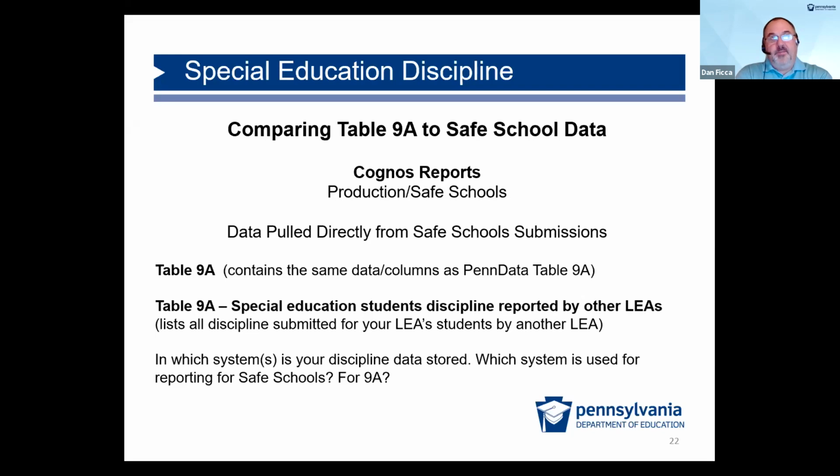One thing to do if you have separate systems, before you report or throughout the year at any point, run what your table 9A would look like. Have the Safe Schools run what it would look like with just your special ed students, see what it looks like. Upload the information and then run that table 9A Cognos report. Again, they should match. If they don't, you can easily look at it student by student and figure out what the discrepancy is and why there's a discrepancy.